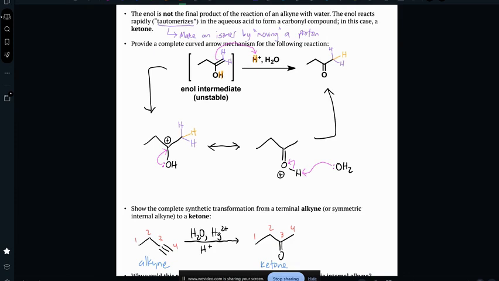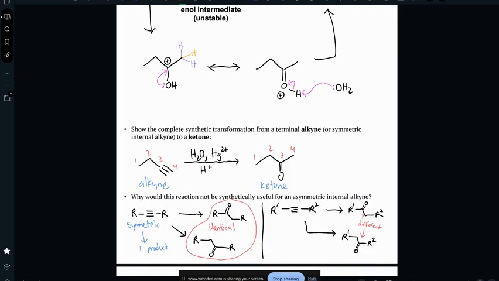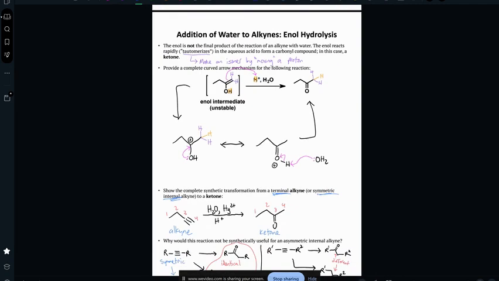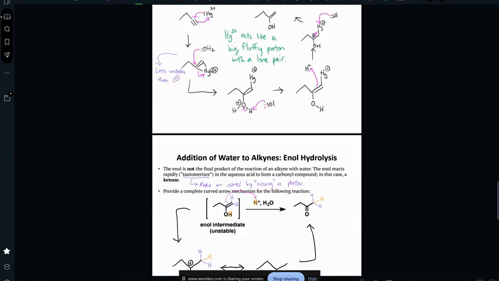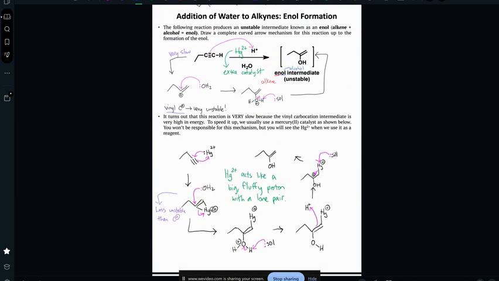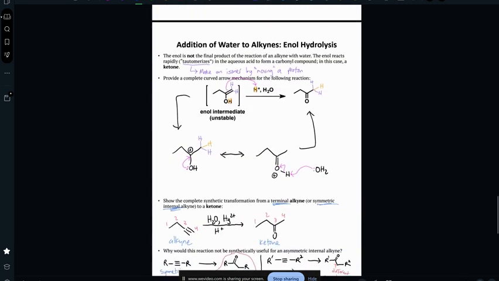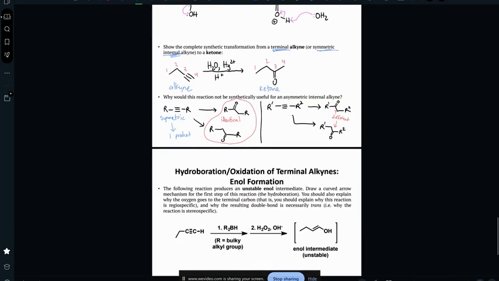So this is why it tells you you can turn a terminal alkyne or a symmetric internal alkyne into a ketone using this reaction. All right. So that's one reaction where we're adding water essentially to the alkyne instead of making an alcohol like it would have with an alkene. In this case, it makes a ketone.